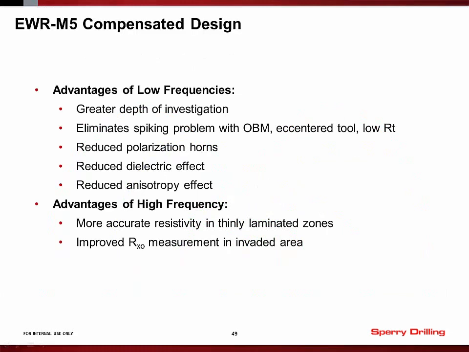Okay, the M5 design, in addition to being compensated, also has a number of other advantages over the Phase 4. Most of those come from the use of lower frequencies on the tool. As well as the 2 megahertz, which we use in the Phase 4, we also use a 500 kilohertz and a 250 kilohertz firing. And that brings several advantages. We have a greater depth of investigation. Generally speaking, low frequency measurements will see deeper into the formation than higher frequency measurements. And that's advantageous if you have invasion and you're trying to see the true resistivity beyond the invaded zone.